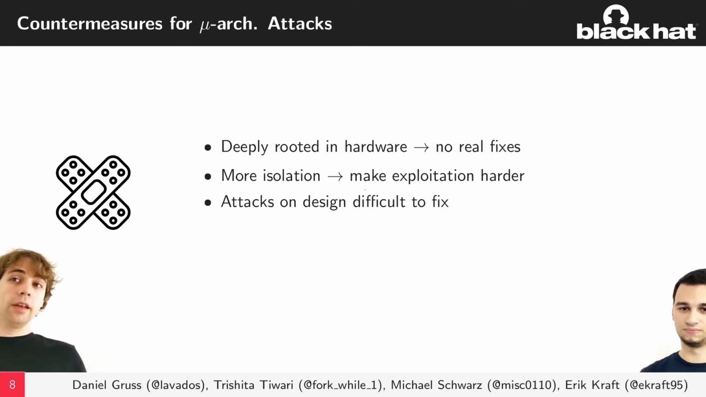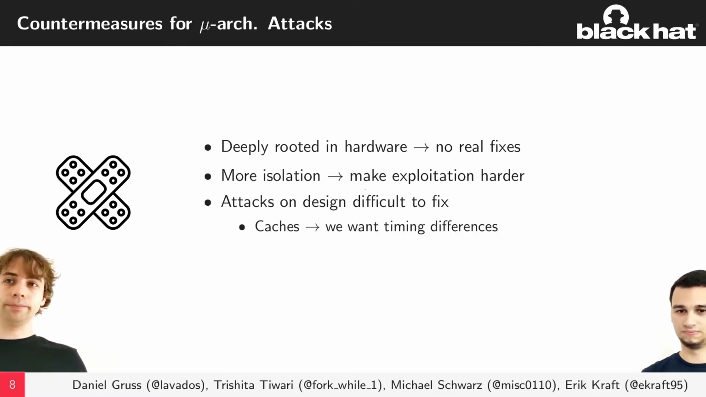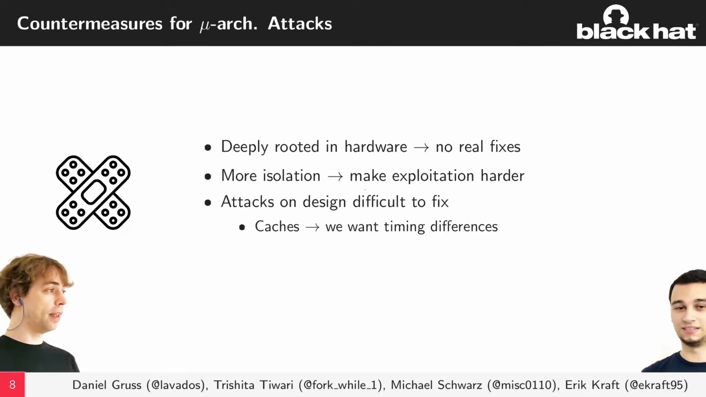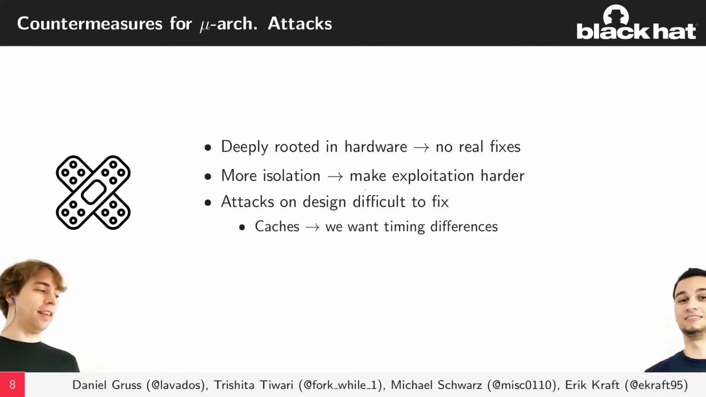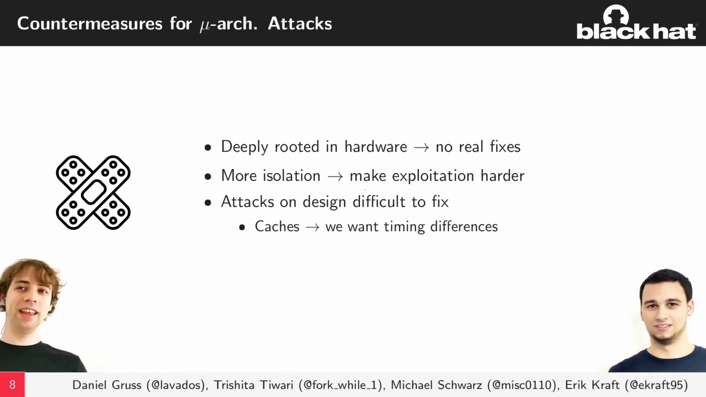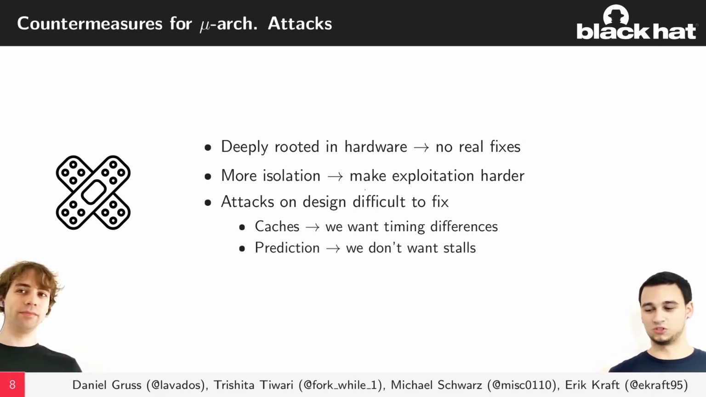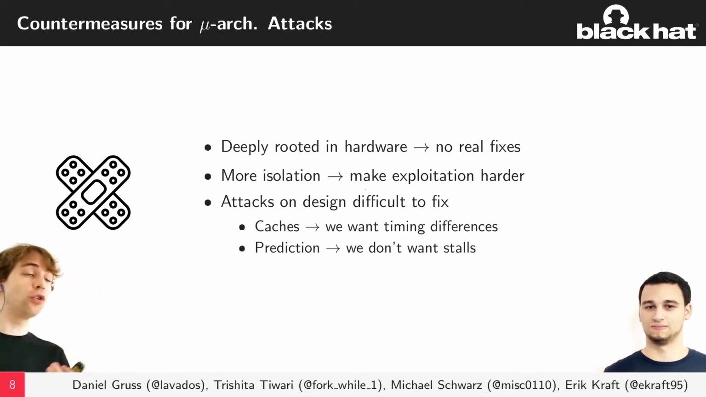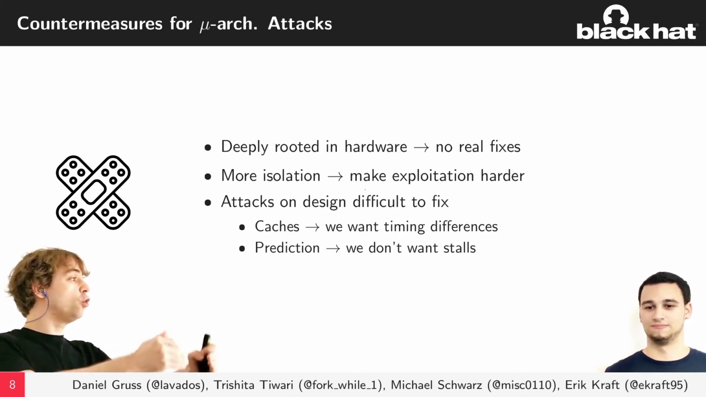Yeah, and then it's very difficult to fix these. For instance, for caches, we talked about the cache timing attacks, right? You don't want to fix that, because we want the performance there. So it's not very easy to fix that. No one wants to give up caches. For Spectre, it would be predictions. You don't want to give up predictions on what to do next.